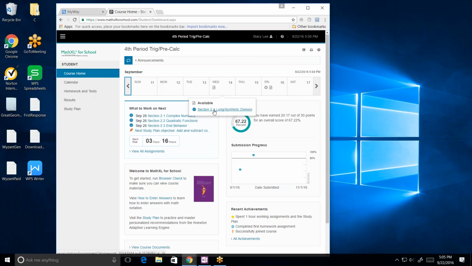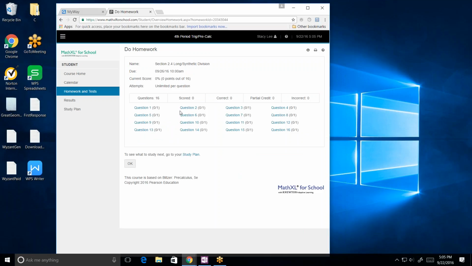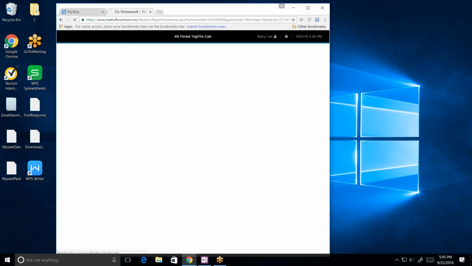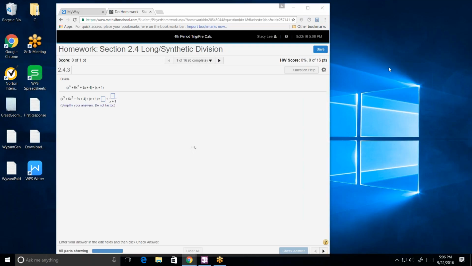You want to do that? Long synthetic division? Okay. All right, start with question 1. Is your audio tab still trying to connect? Yeah, interesting. Well, at least we have this option here.